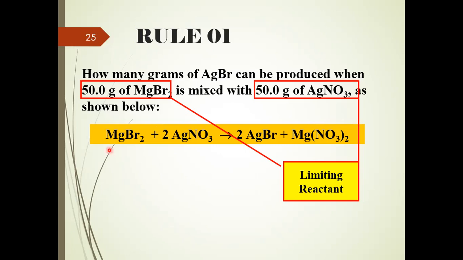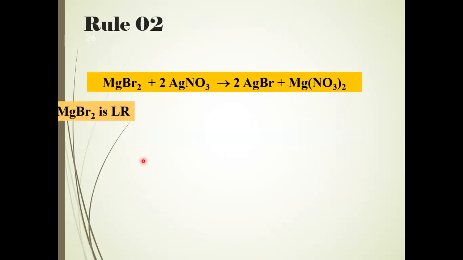Rule number 3: when you start the calculation from any of the reactants, let's suppose you start from magnesium bromide, then calculate any of the products. Using the same method, you start from the second reactant and calculate the number of moles of the product. If one of the reactants is producing a smaller amount of product, then it will become your limiting reactant. Let us try this rule.